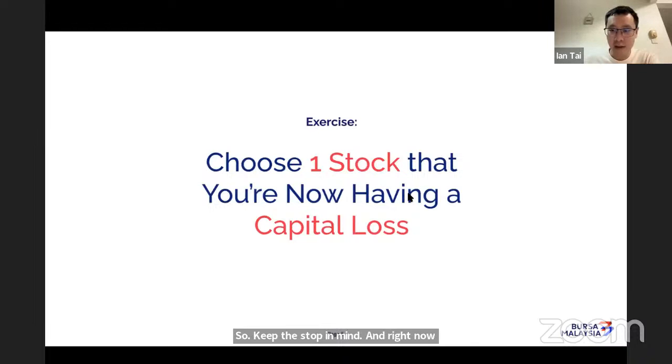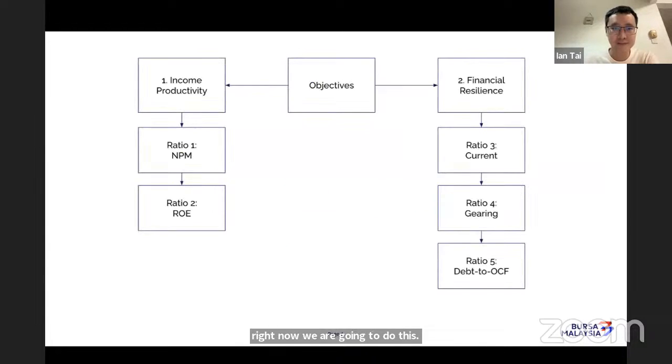And right now we are going to do this exercise. So guys, this is the framework of today's exercise. When it comes to financial ratios, why do we assess them as an investor? I'm speaking and presenting in the context of an investor. So what is the whole purpose of having these financial ratios?